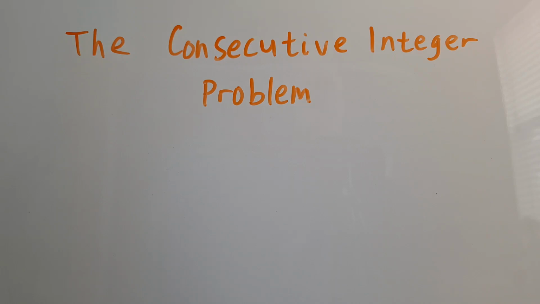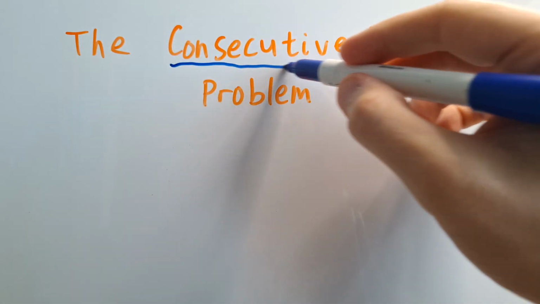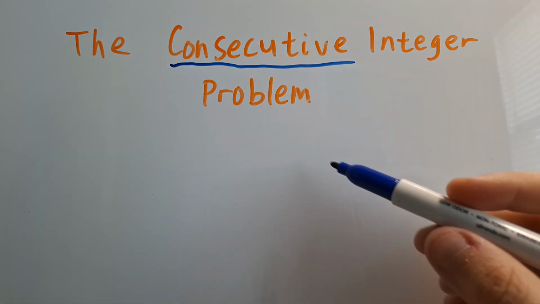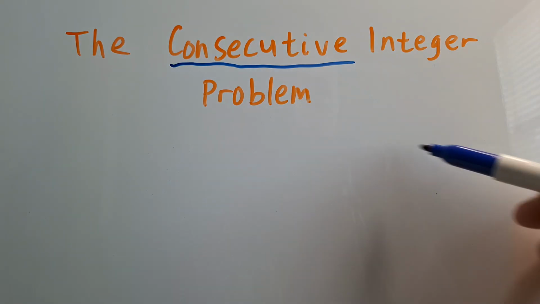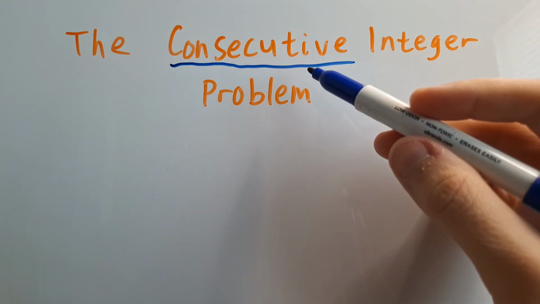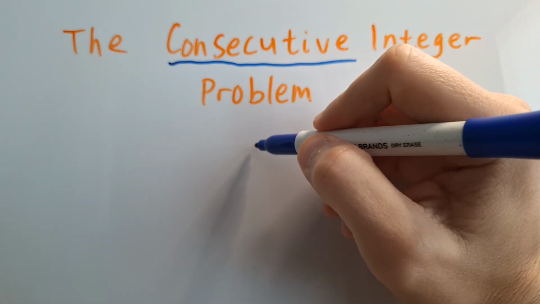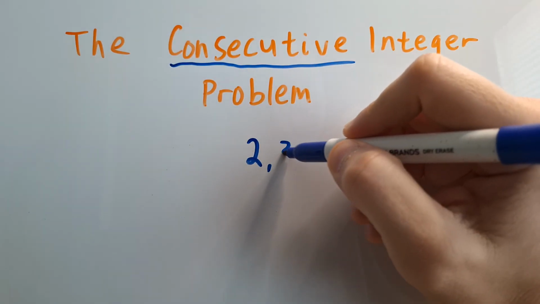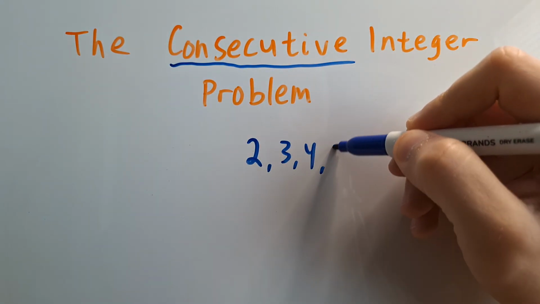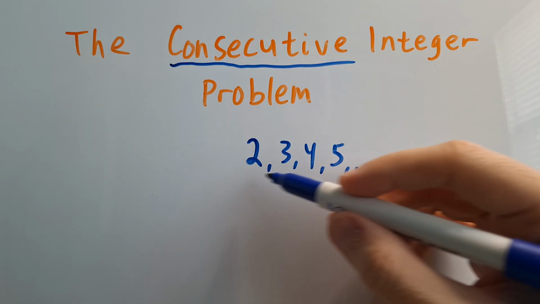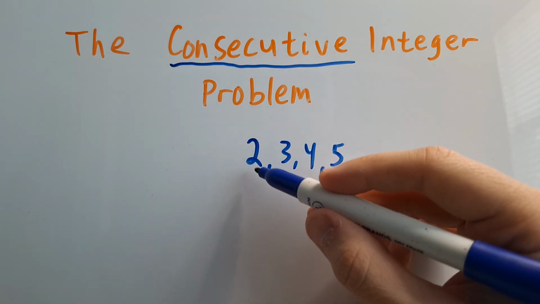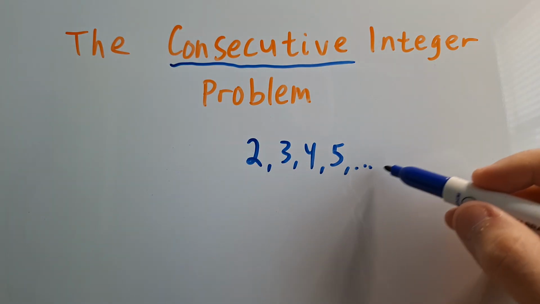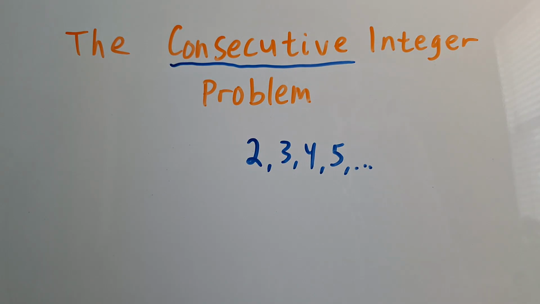Hello everyone. In this video, we're going to work out problems that deal with consecutive integers. So let's talk about this word first, consecutive. Consecutive just means one after the other. Consecutive integers differ by one. For instance, the integers 2, 3, 4, 5, etc. These are all consecutive integers because their values are separated by 1.